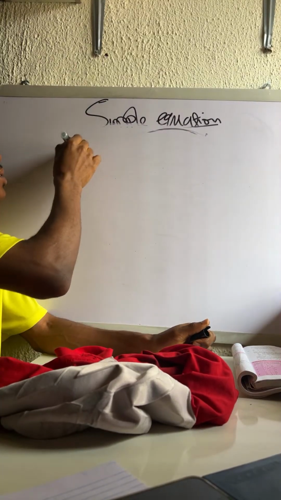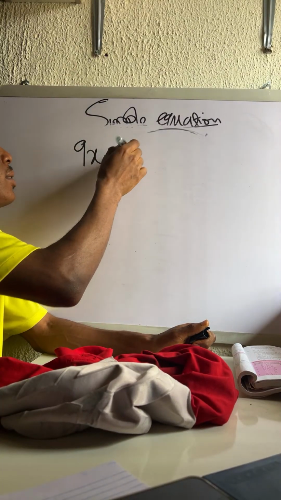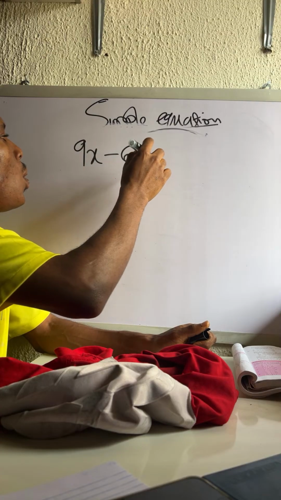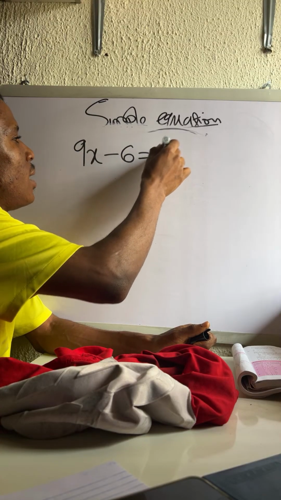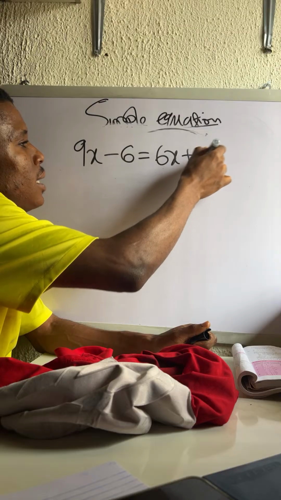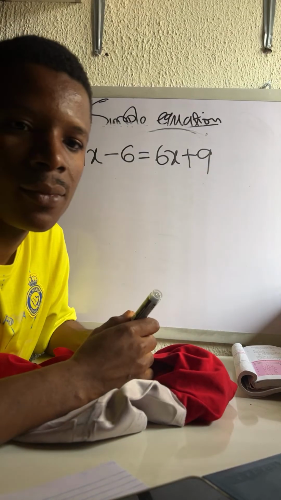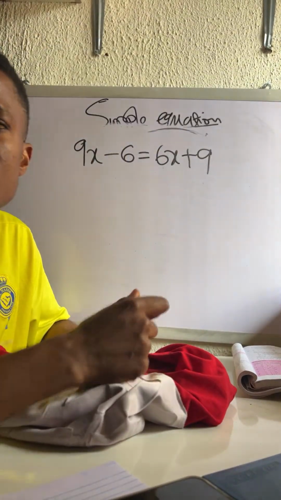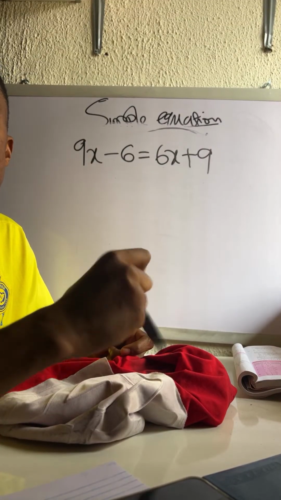So let's look at this. We have 9x minus 6 is equals to 6x plus 9. Okay, let's do this one together.